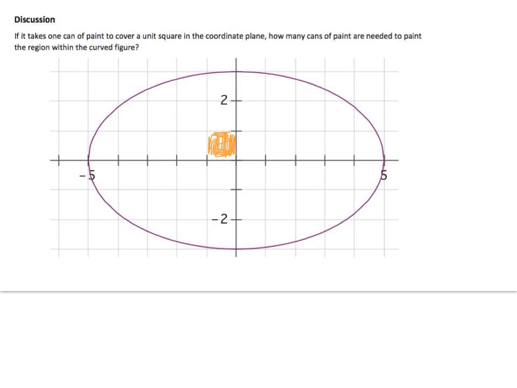Well, let's count squares. 1, 2, 3, 4, 5, 6, 7, 8, 9, 10, 11, 12, 13, 14, 15, 16, 17, 18, 19, 20, 21, 22, 23, 24, 25, 26, 27, 28. We're going to do half of this one and half of this one for 29, 30.